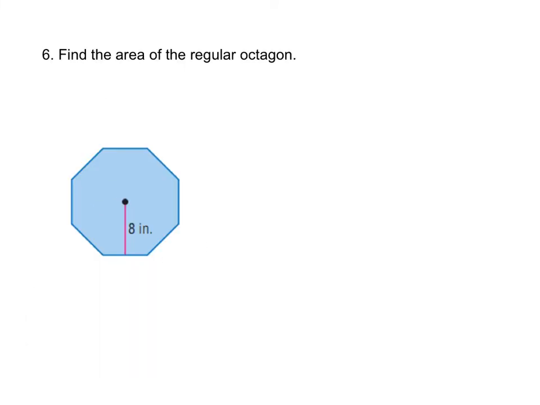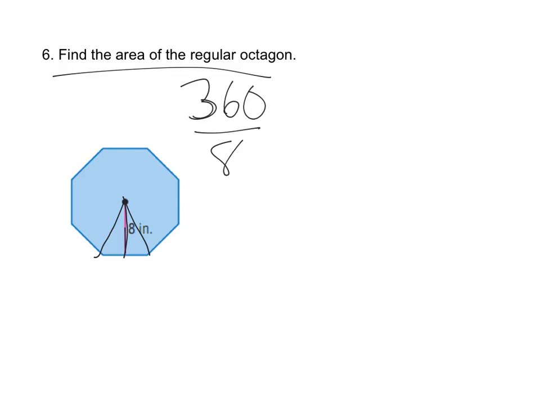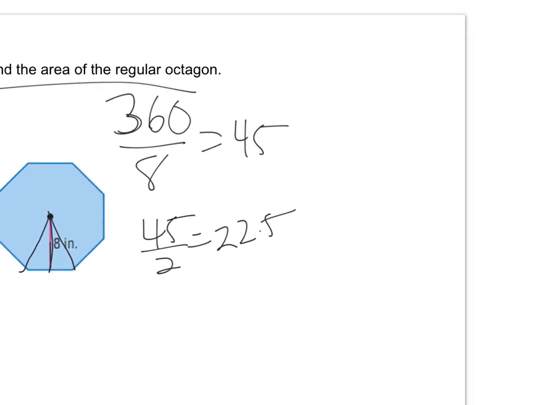So figure out the area of a regular octagon. Nice thing is they already gave me the apothem. Okay, so if I look at central angle, that's going to be 360 divided by 8. So that's going to be 45. Now, if I go 45 divided by 2, that's going to give me 22.5.